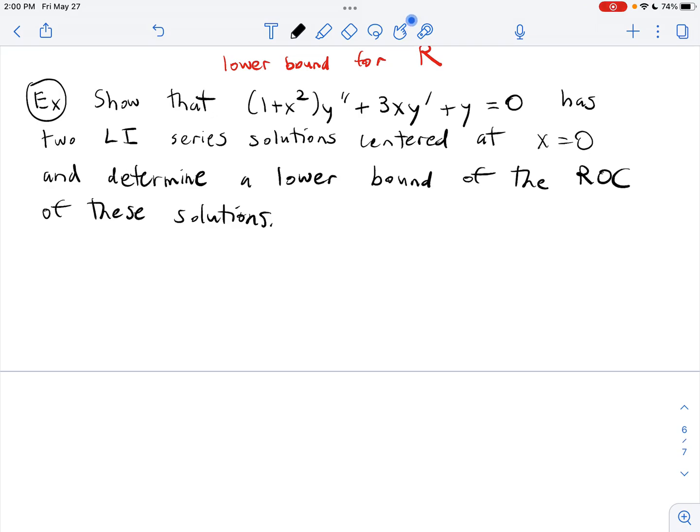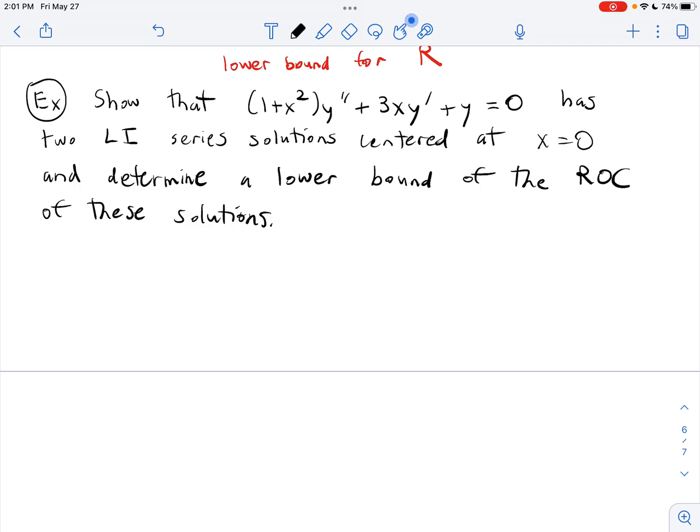Okay, so how do we do a problem like this? We don't actually need to find the power series solutions. The nice thing about this problem is that because we just want a lower bound, we just need to mention why they exist and then find the lower bound using the theorem. It's going to be a lot easier.